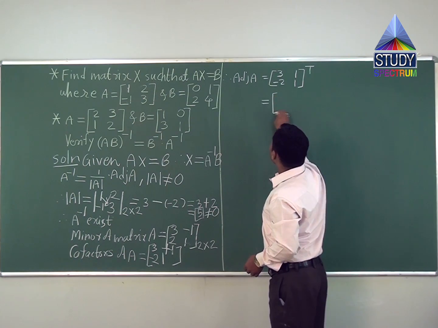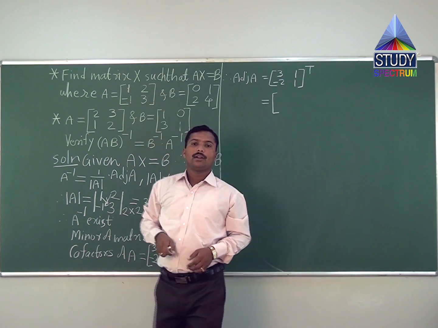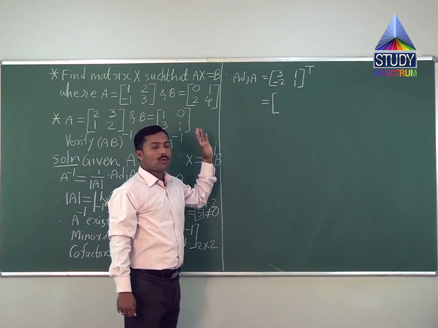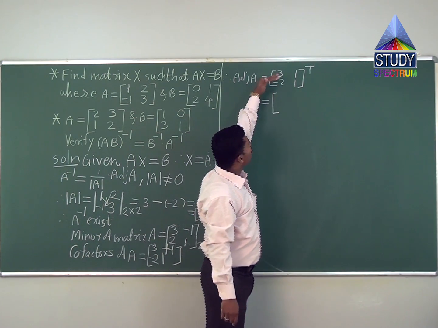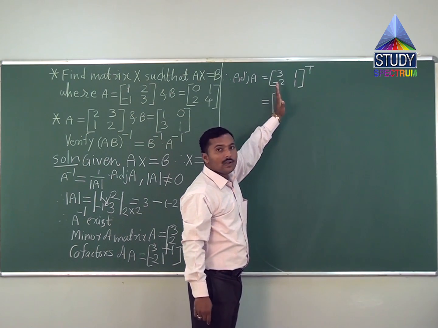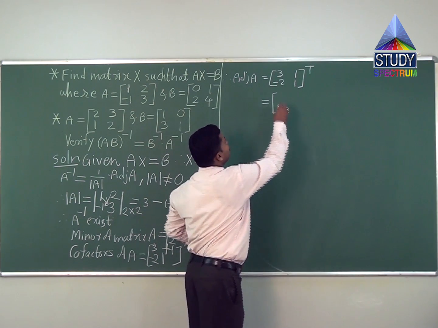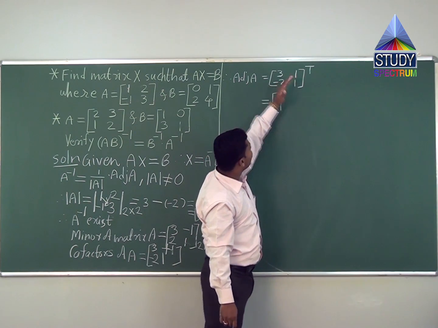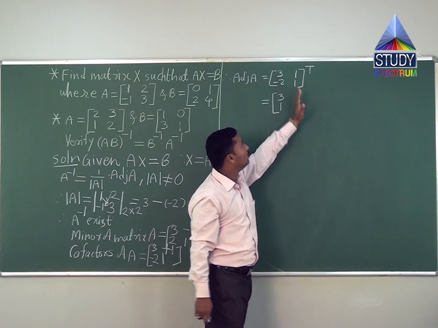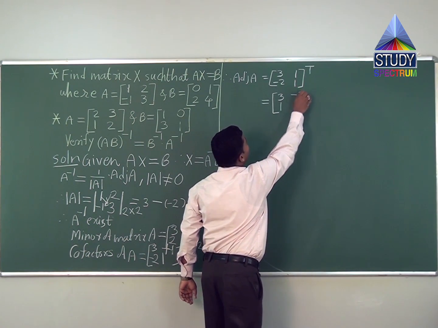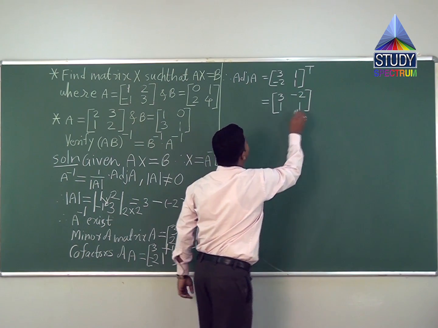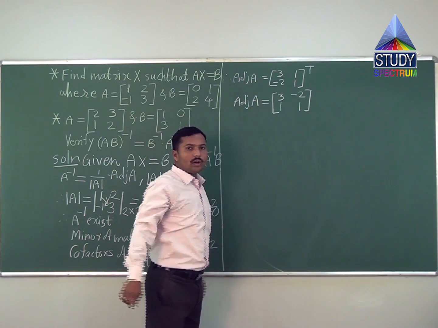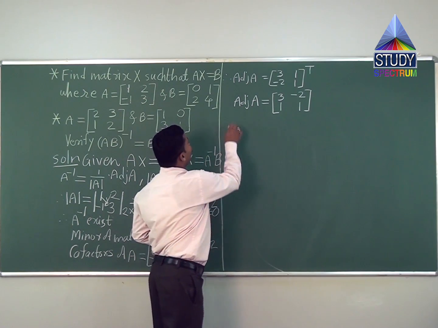Equal to, transpose means what? Transpose means row converted into column. So the first row 3, 1 is converted into the first column 3, 1. The second row is converted into the second column. So what? Minus 2, 1. This is the adjoint of A.